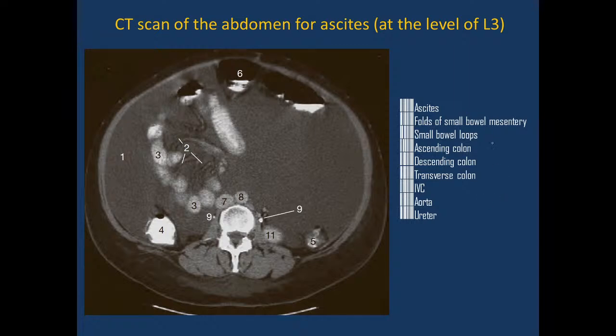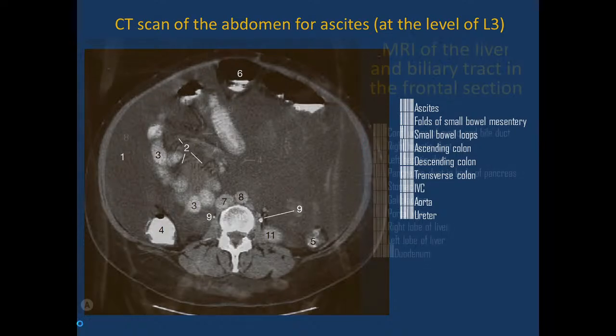CT scan of the abdomen with ascites. This is a pathological situation, usually after viral hepatitis. The virus damages the liver, and the water comes through the vessels from the veins, especially from the portal vein, and comes into the abdominal cavity. So the abdominal cavity is big. All of this is water fluid, which is difficult for the patient, and the surgeon needs to evacuate this fluid from the abdominal cavity.